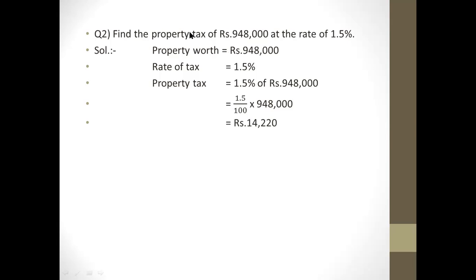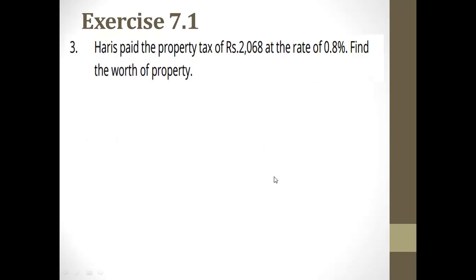Again, find the property tax. The worth of the property is 9,48,000 and the rate of tax is 1.5%. So property tax will be 1.5% of rupees 9,48,000. 1.5% means divide by 100, multiply by 9,48,000. When you calculate with your calculator, you get 14,220 rupees. So property tax on this much worth 9,48,000 is rupees 14,220.